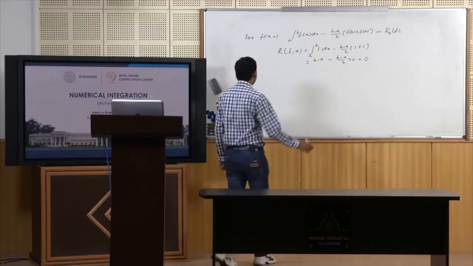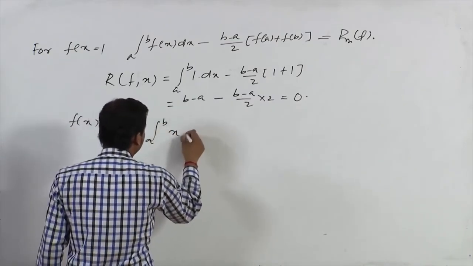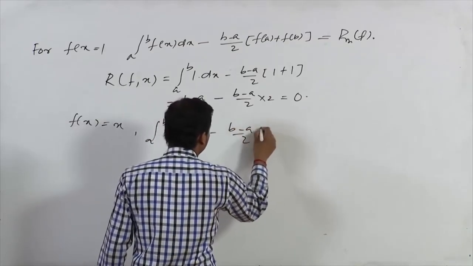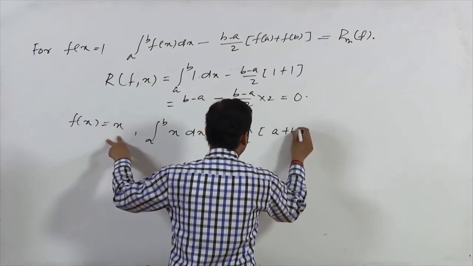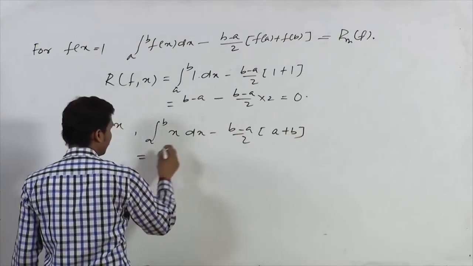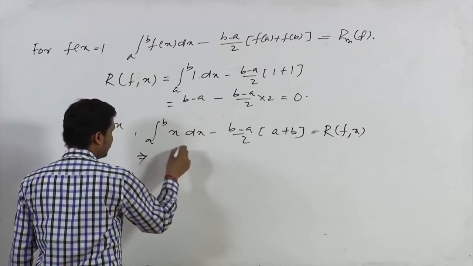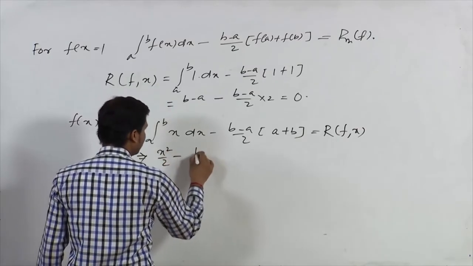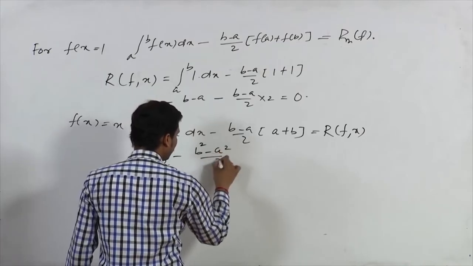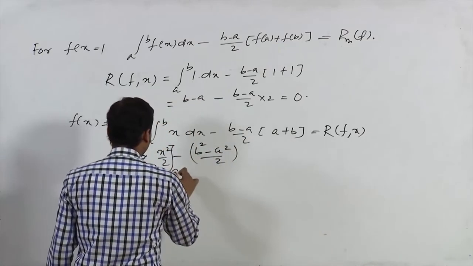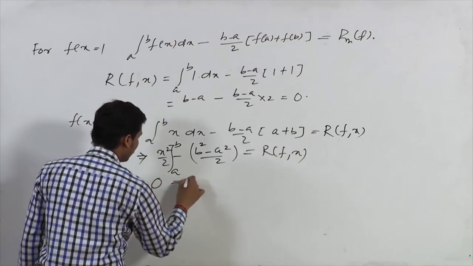Similarly, if we go for f of x equals x, then we can express the integral from a to b of x dx minus (b minus a) by 2 times (f of a plus f of b). So f of a equals a and f of b equals b. Evaluating R of f of x, this can be written as x square by 2 minus (a plus b) into (b minus a) by 2, that is, b square minus a square by 2, over the range a to b. This is nothing but R of f of x, which is also 0.